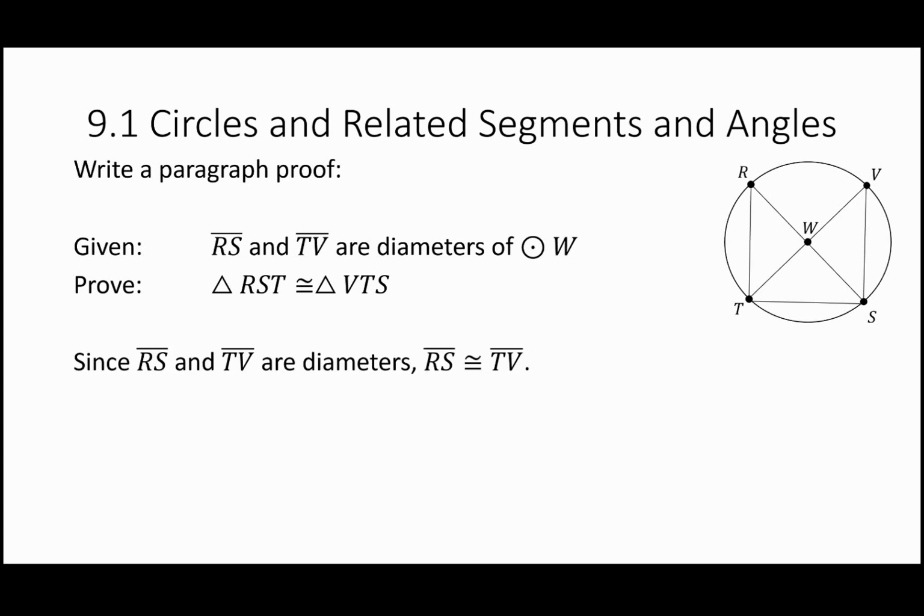But here we go. I'm going to start with addressing the given information and drawing a conclusion there. Since RS and TV are diameters, they must be a pair of congruent line segments, okay? All diameters within a single circle are congruent to each other by definition, okay? So that's how I am justifying that those two line segments are congruent.